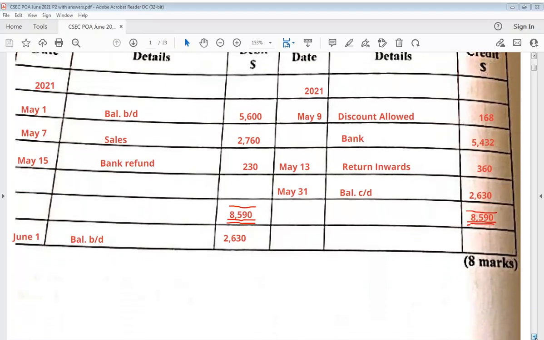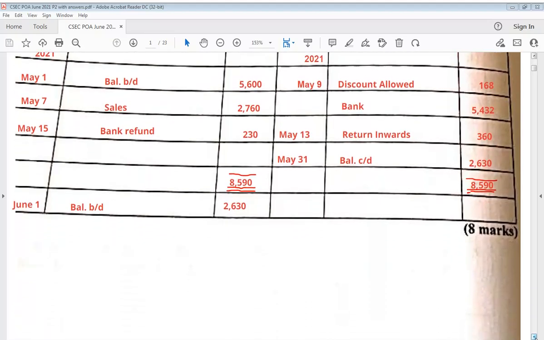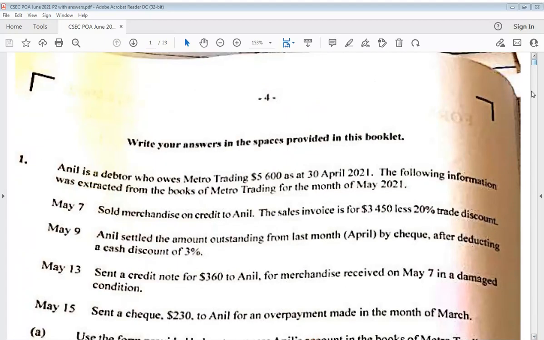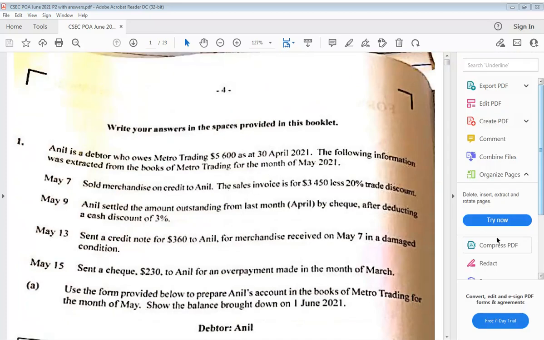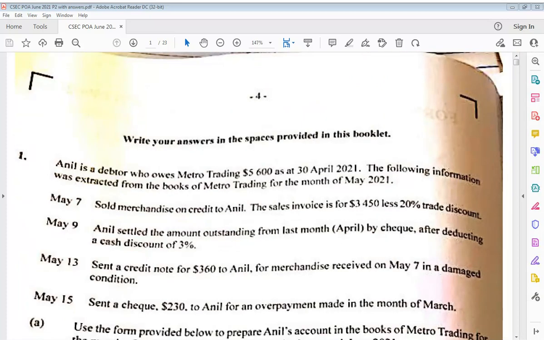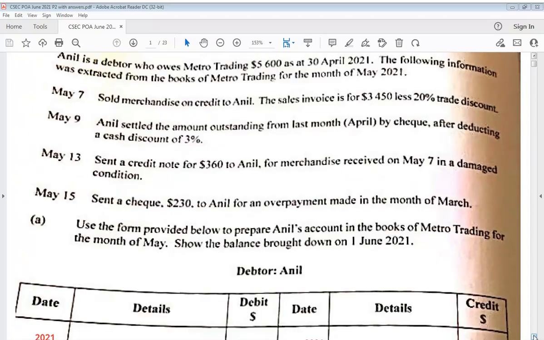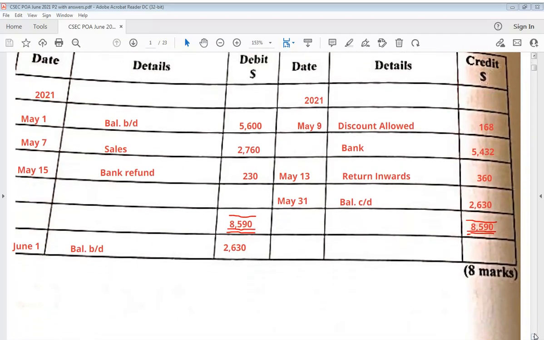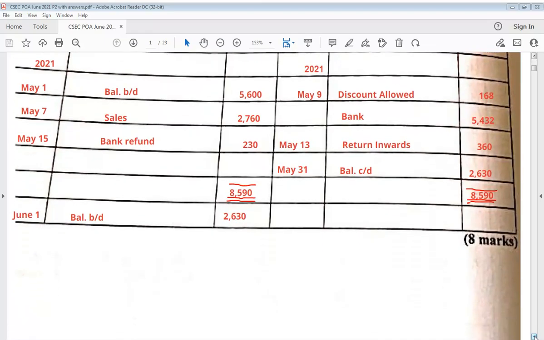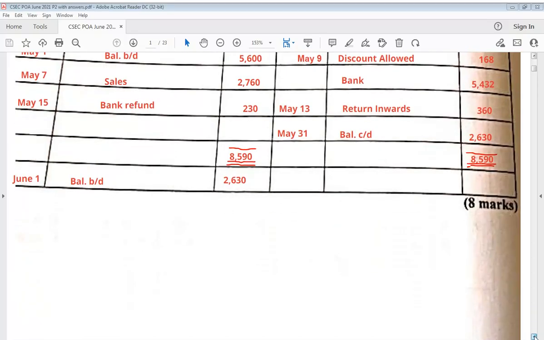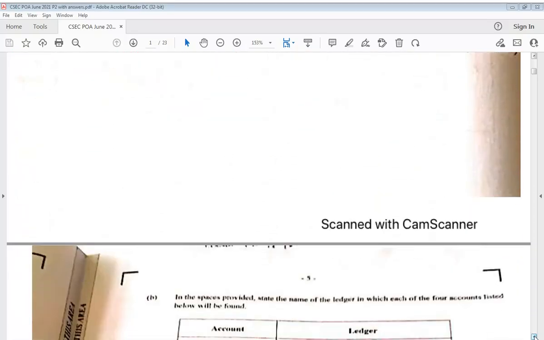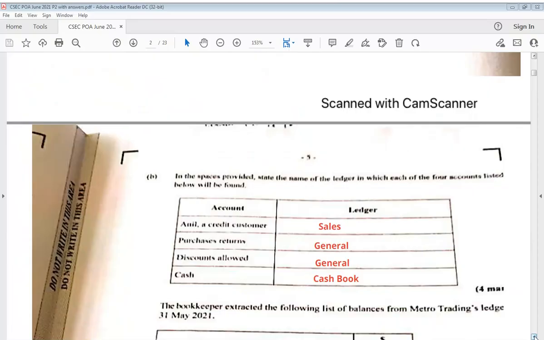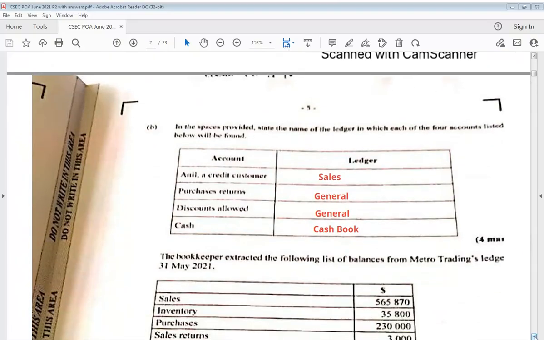So let's go on to the next question. You can always pause the video and look at it in full. So let's move on. That's what your answer sheet would look like. My lines are not straight because I'm not using a ruler, so don't say, miss, try to find fault with that.